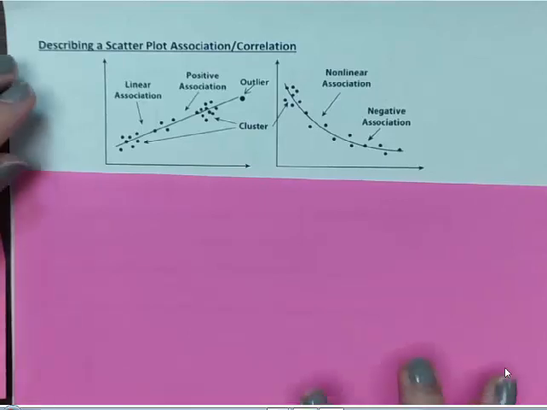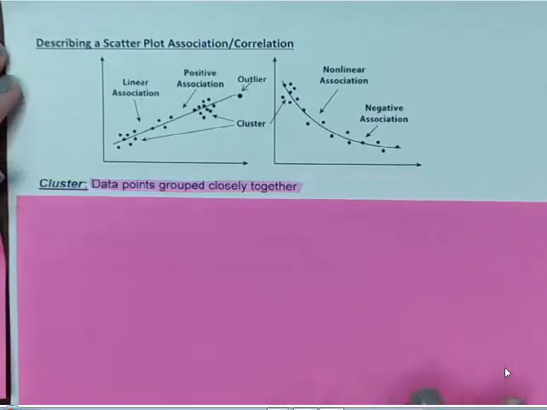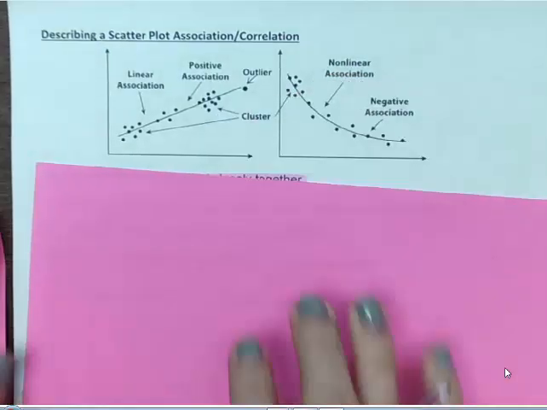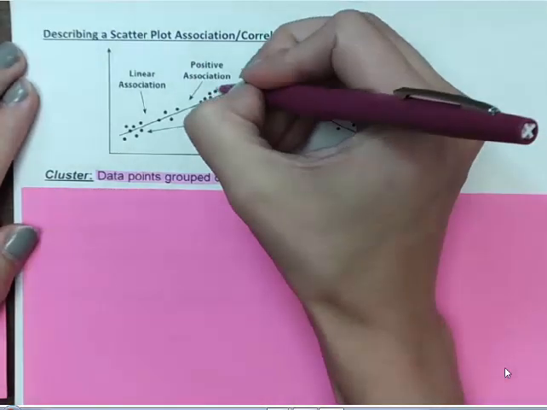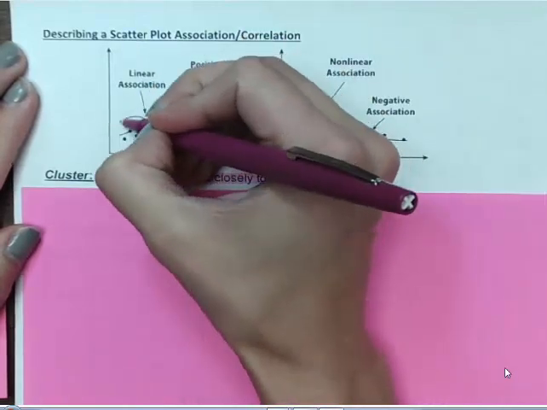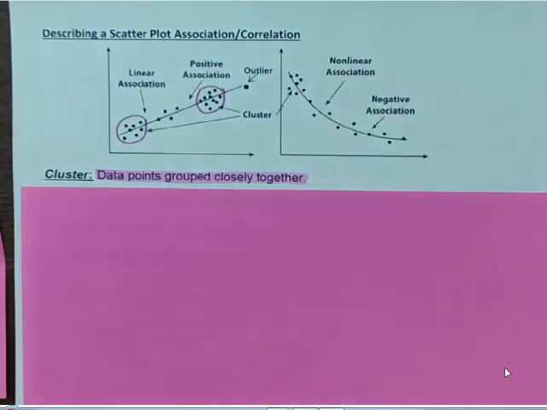First one is going to be cluster. What a cluster is, is just a cluster of data points grouped very close together. So if I'm looking at this diagram, the arrows would be pointing to this cluster of points right here and this cluster of points right here. It's going to be just a group of points that are closely related together.